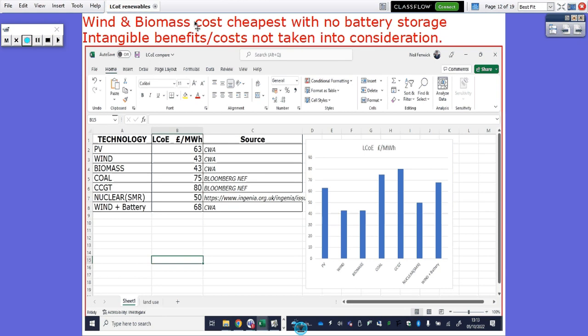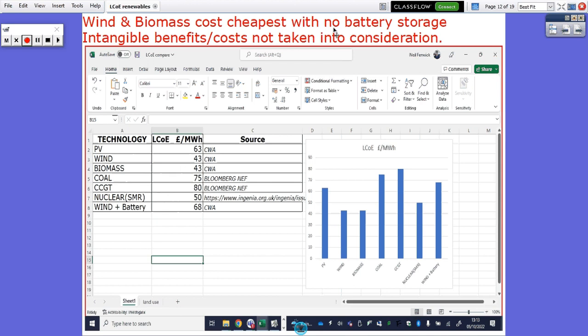So wind and biomass costs are the cheapest. If we compare them from our figures, we've got PV at 63, wind and biomass come out to be the same, and if we compare them with coal, gas and nuclear, that would suggest that on the face of it they are economically advantageous to implement renewables.